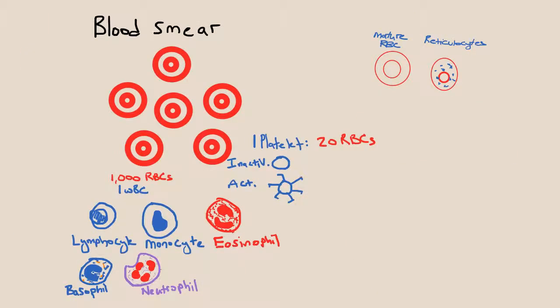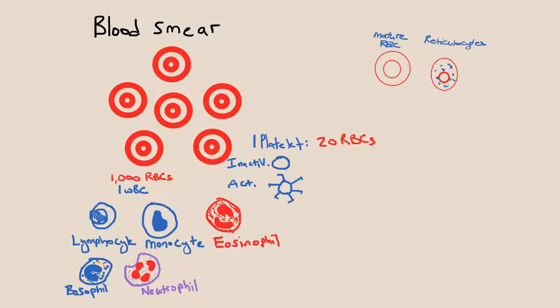When we order a CBC with manual differential, we look at a blood smear. We take a sample of the blood and look at it underneath a microscope. Typically what we can see are red blood cells. We can look at their shape, their size compared to other cells on the smear, and their color, which usually determines how much hemoglobin they have. We can look at pathologies. When we look at ratios, we should see about 1,000 red blood cells compared to one white blood cell.